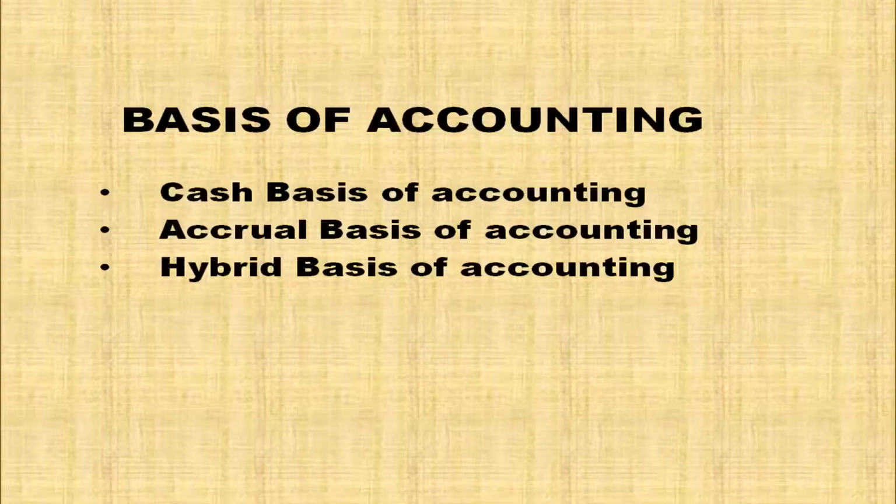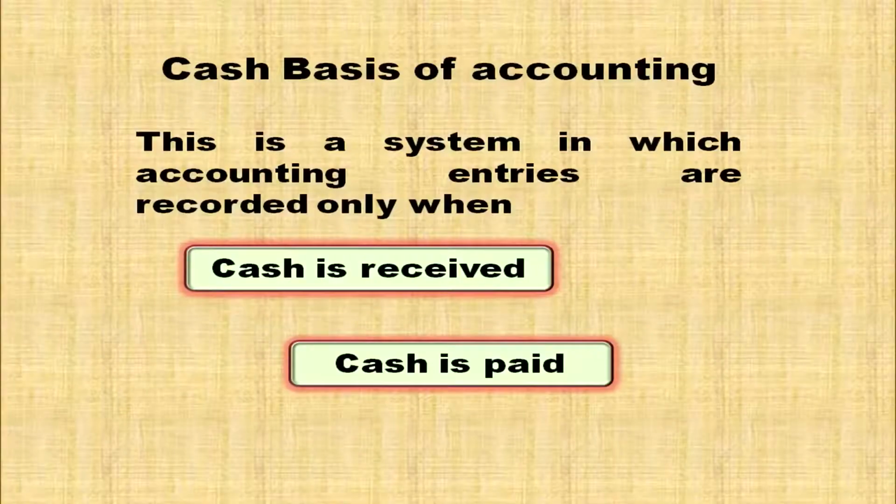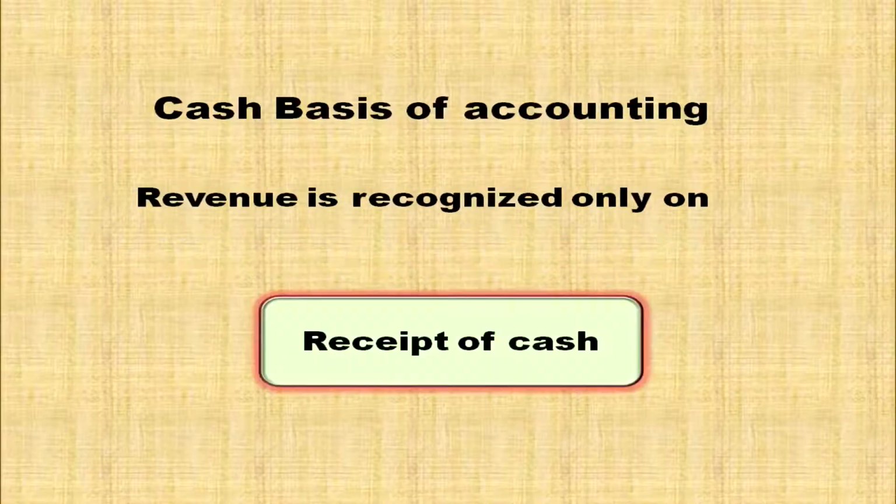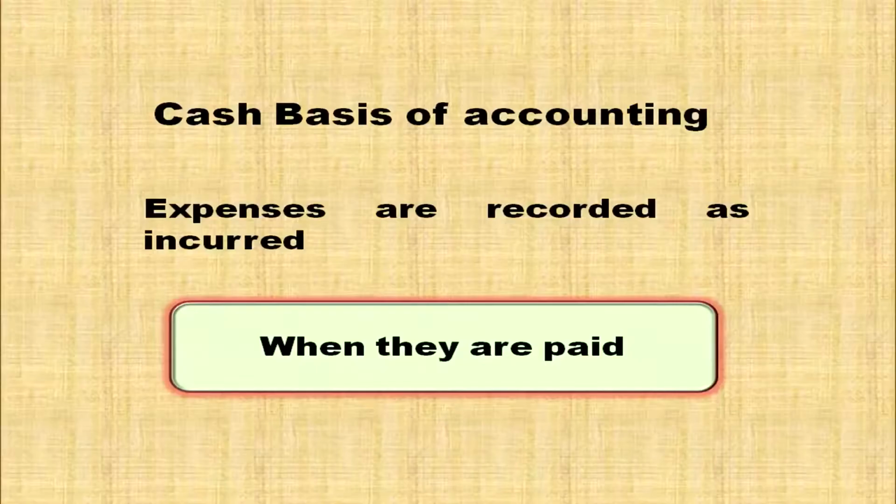We can have a look at basis of accounting. We have cash basis of accounting, accrual basis of accounting and hybrid basis of accounting. Cash basis of accounting is a system in which accounting entries are recorded only when cash is received or cash is paid. Revenue is recognized only on receipt of cash in cash basis of accounting. Expenses are recorded as incurred when they are paid in cash basis of accounting.